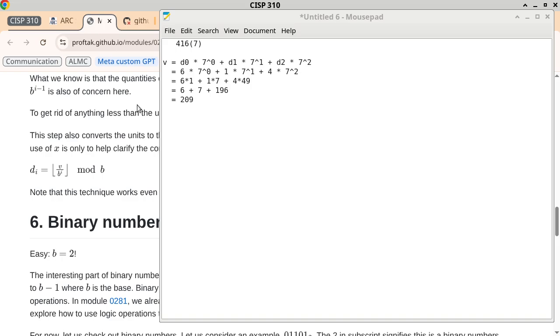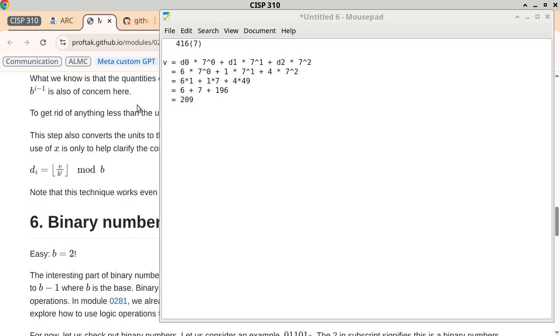And now we just have three cases for i, because we have digit 0, digit 1, digit 2, right? So when i equals 0, we'll work with that case first. The formula says this is what we need to calculate: 209 divided by b, which is 7, to the power of i, which is 0. Take the floor of that whole thing, and then we just do a mod with 7. So what is that going to be?